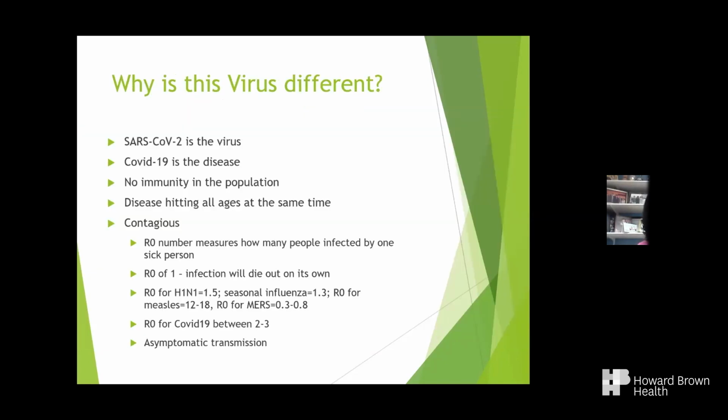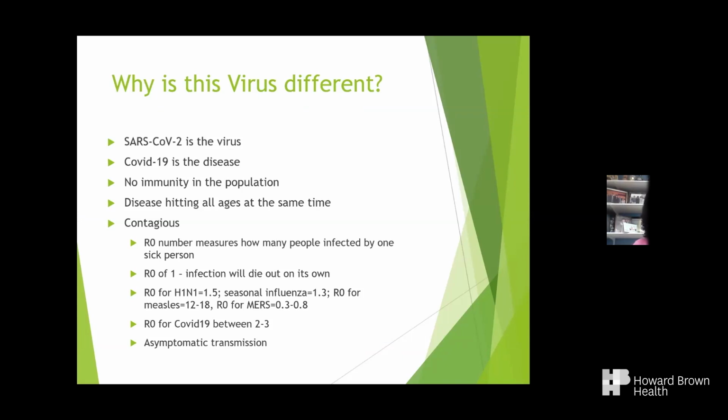So why is this so tremendously different than all the other viruses? Well, just to clarify, SARS-CoV-2 is the name of the actual virus. COVID-19 is the disease you get from the virus. So we have so many different things going back and forth.